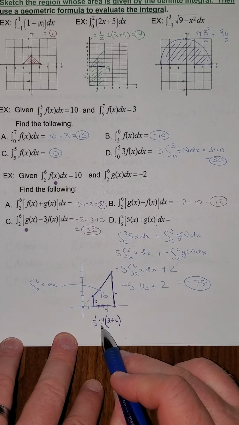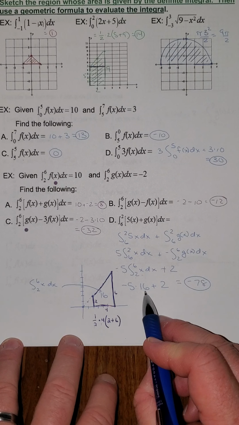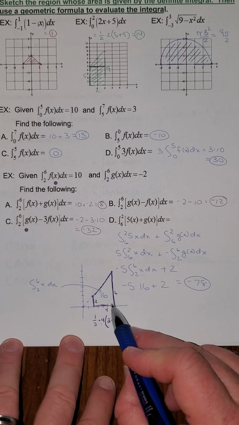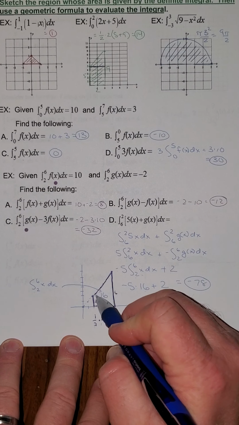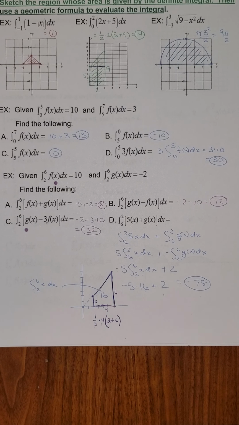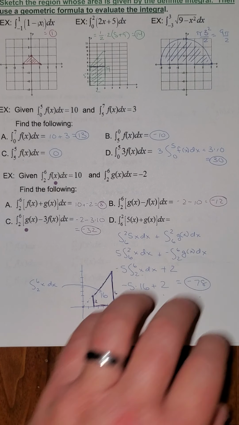Half of 4 is 2. 2 times 8 is 16. So it'd be negative 5 times the integral, which is 16. We found that out by just doing an area of a trapezoid. Then I add the 2, I get negative 78. That's just using my properties for definite integrals. And I hope all of that made sense. Okay?